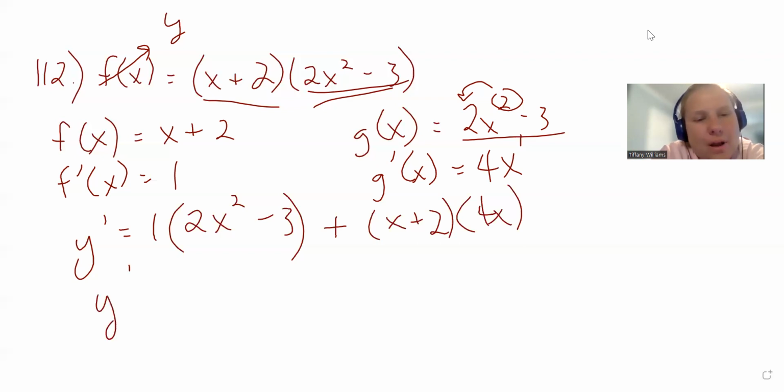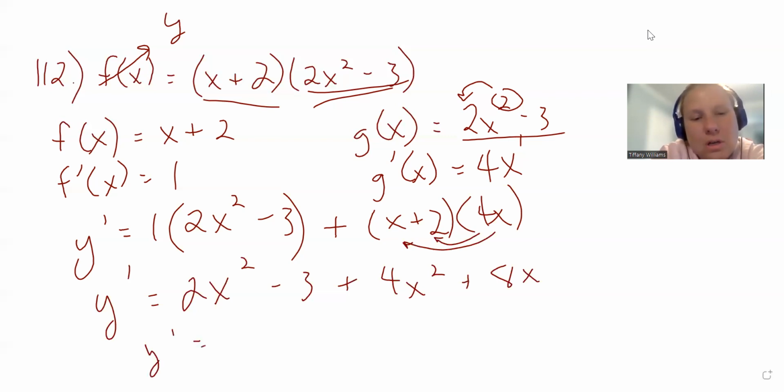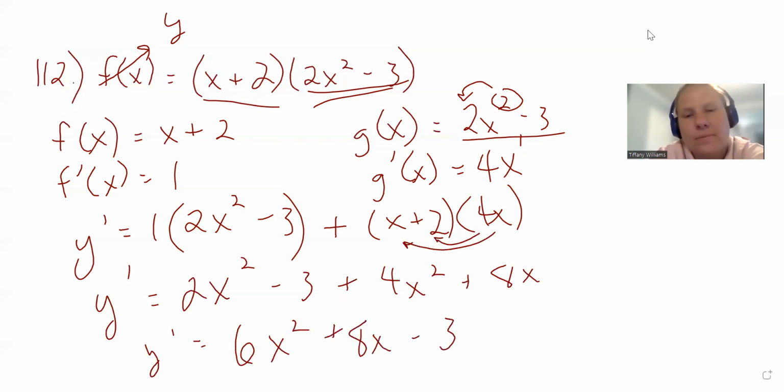So we're going to get y prime equals 1 times 2x squared minus 3. It's just 2x squared minus 3. Plus, here I need to distribute out my 4x. So I'm going to get 4x squared plus 8x. So y prime is going to be equal to, it looks like 6x squared plus 8x minus 3. And again, that's the product rule.